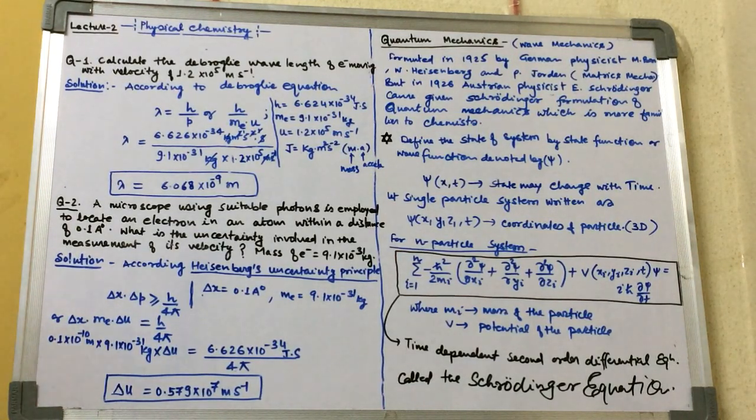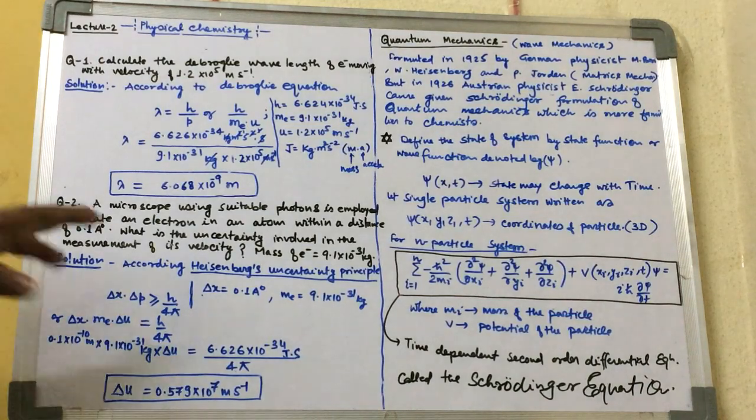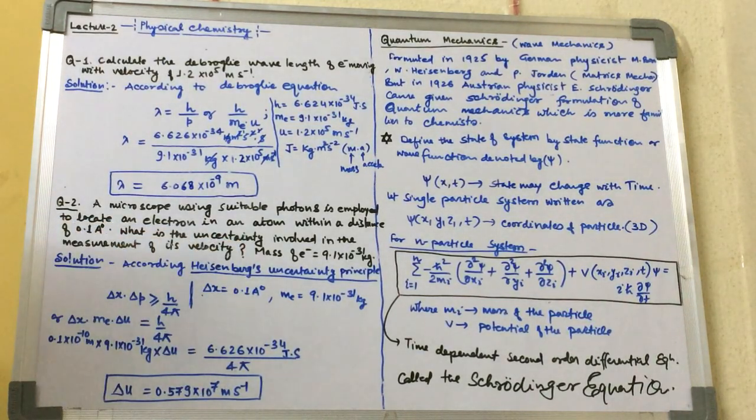Because we cannot determine the simultaneous position and momentum of any moving particle, here the positional uncertainty we measure in terms of delta. So basically we will find the velocity of this electron.